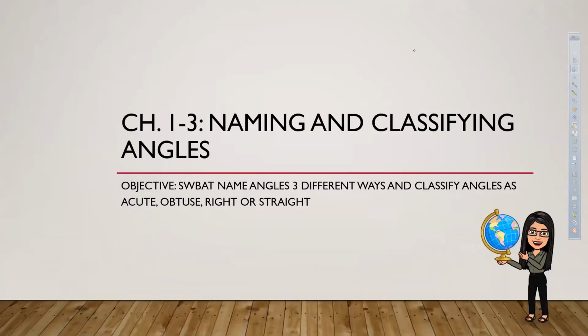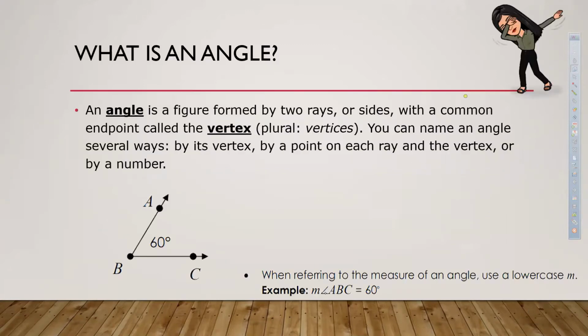Today we're going to be looking at part of chapter 1-3, which is naming and classifying angles. The objective is students will be able to name angles 3 different ways and classify angles as acute, obtuse, right, or straight. First of all, what is an angle?